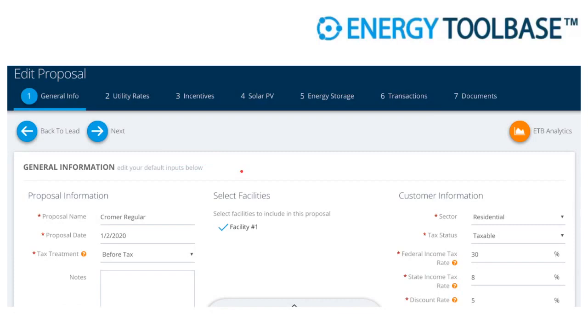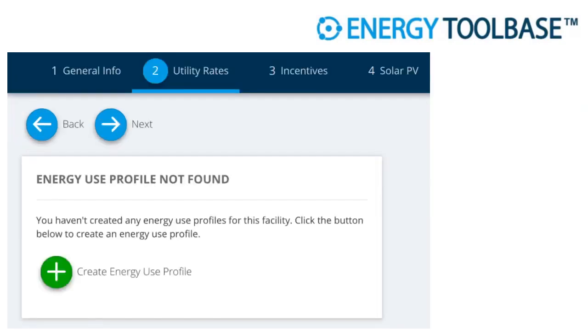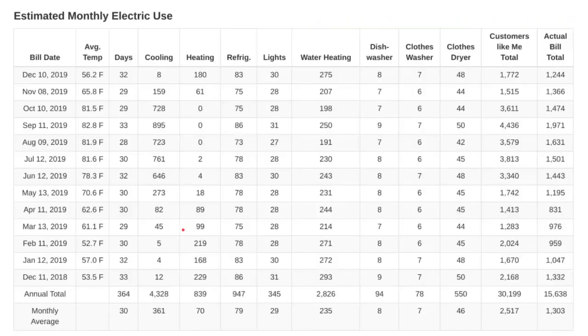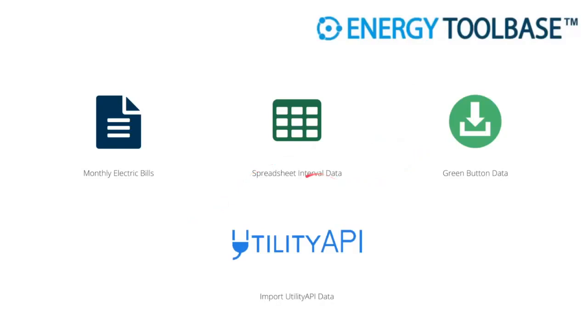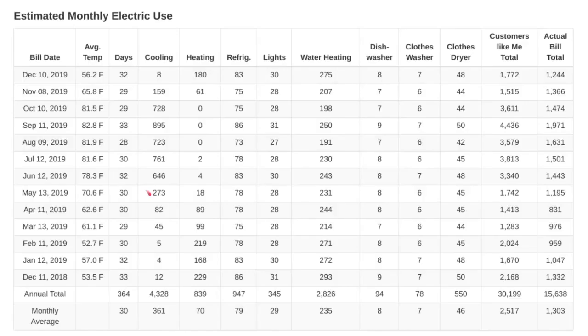What I did is I just went and modeled it without solar or without batteries to see what switching to time of day metering would do. And so, I had to go and plug in my energy data. Now, I did not have the interval data to plug into Energy Toolbase. I did not have green button data. All I had was my month to month electric bill.